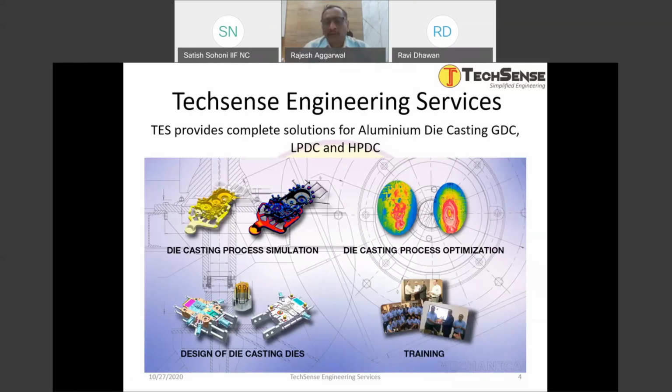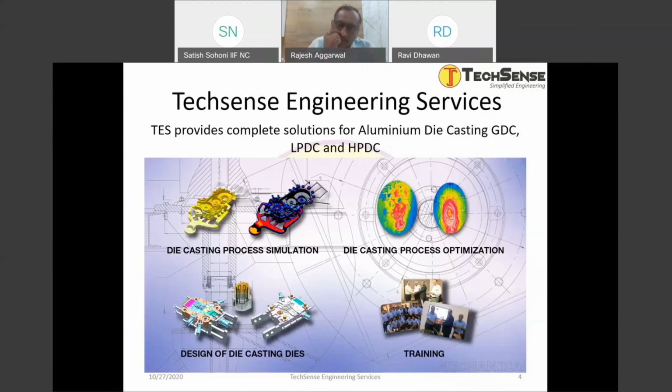And of course, the fourth vertical is the training. So we provide training to various foundries, various Tier 1 OEM suppliers, various tool rooms, where we focus on bringing in the awareness about the engineering or the basic engineering behind the die casting process. The major focus is on that.